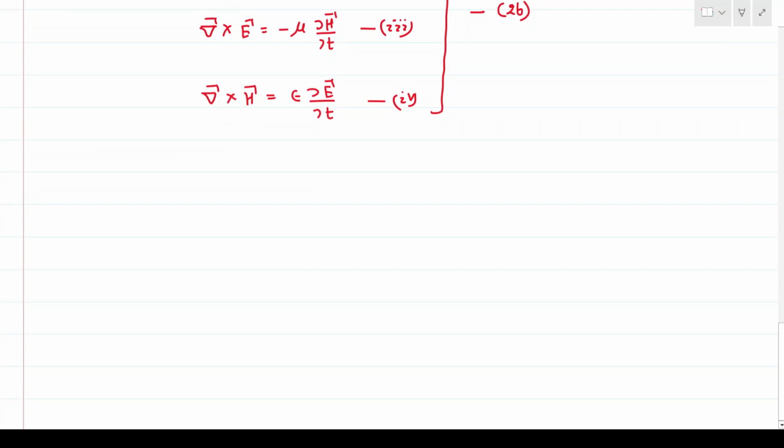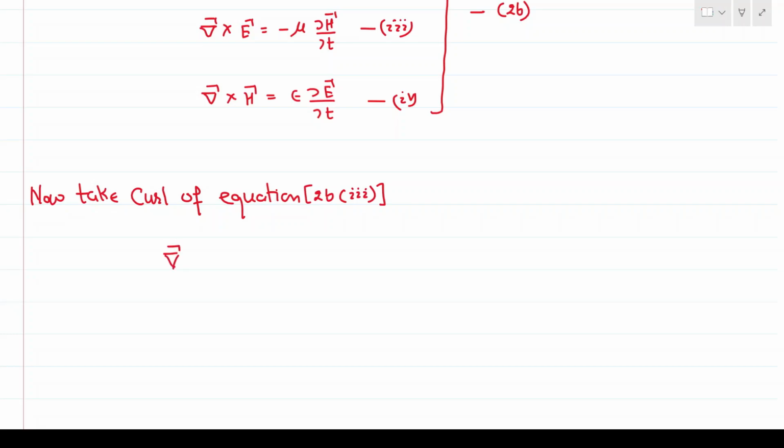Now take curl of equation 2B part 3. We write curl of vector E is equal to minus mu del over del t, curl of H, and this is called equation number 3A.